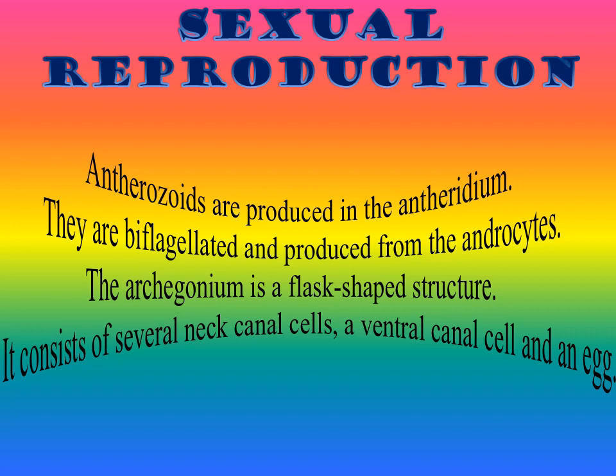So antherozoids are produced in the antheridium. They are biflagellated and produced from the androcytes. The archegonium is a flask-shaped structure. It consists of several neck canal cells, a ventral canal cell, and an egg cell.